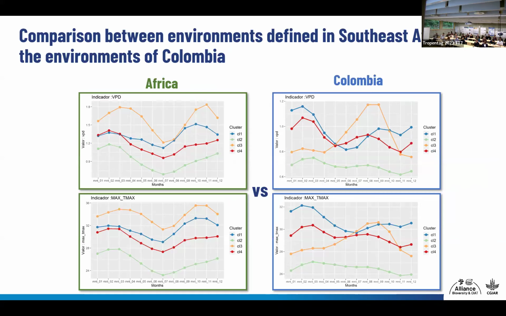So we compared both environments for each of the variables. So you can see how for instance, for this variable, this is the way the clusters behave throughout the year. These are months of the year from January to December, and how these same environments are found in this other region. And this is another example with temperature, for instance.